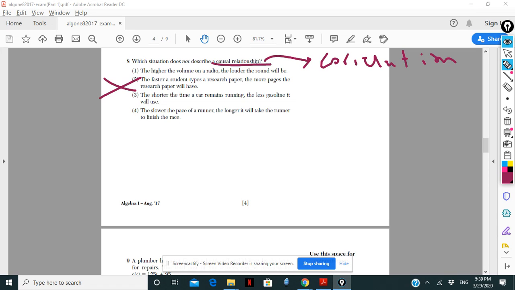To be sure that I'm correct, I'm going to think about choice number 3, choice number 4. The shorter the time a car remains running, the less gasoline, because the shorter the time, it will consume less energy, means less consuming gasoline. So I have a correlation. Yes. The slower the pace of a runner, the longer it will take. Yes, because as slow as you are, the more time you're going to consume. So all of them have correlations except number 2. So the answer must be 2.